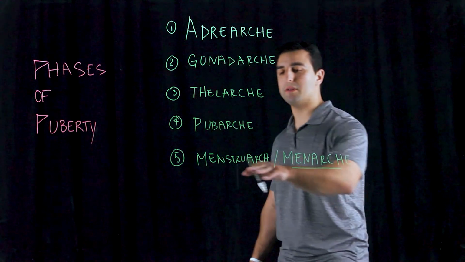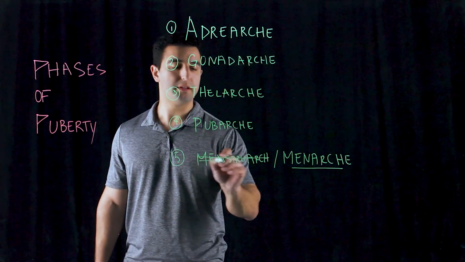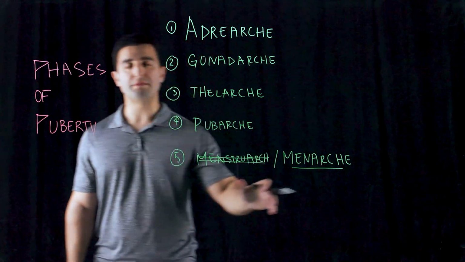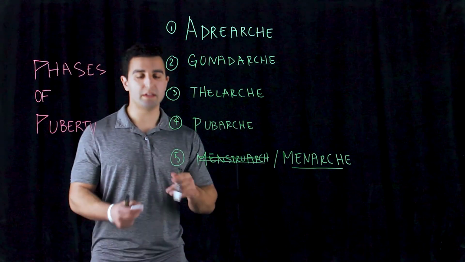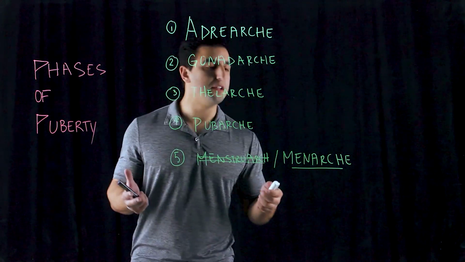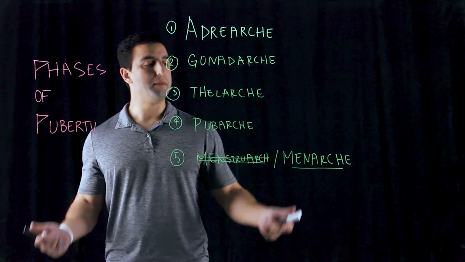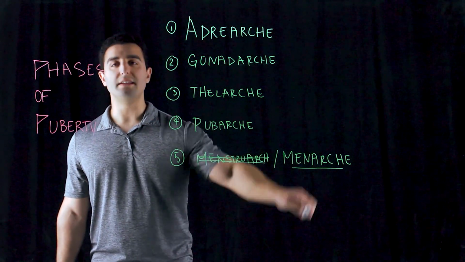So the menarche, or menstrual arche, if this one's too confusing, then you can just put a little line over it like that. So menarche is the final step, and here you have the possibility of fertility, so ovulation begins usually after the first menstrual bleeding during the phase of menarche.